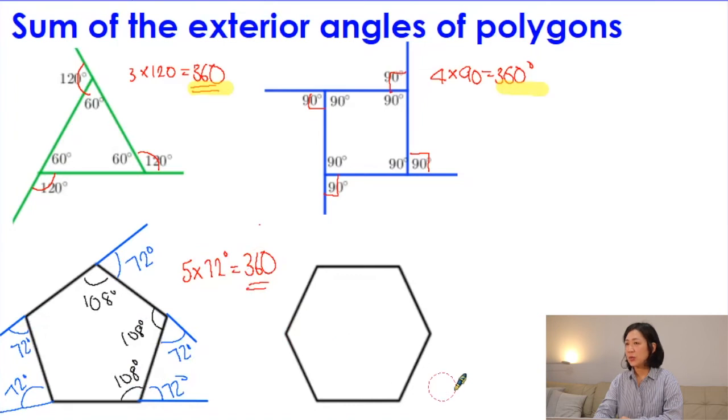Then what did you notice? We can see the pattern, right? It's all 360. Let's double check with the hexagon. Do you remember that one interior angle of a hexagon is 120? Then the exterior angle will be 60. You've got 6 lots of 60. That gives you 360 as well.